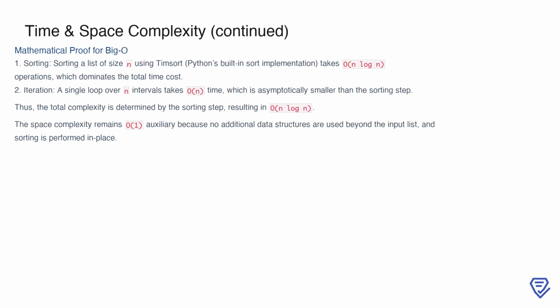Finally, let's clarify why the time complexity of this algorithm is O(n log n). The sorting step is the most computationally expensive part, as sorting a list of size n using Python's timsort requires O(n log n) operations. After sorting, the iteration step only takes O(n) time, which is asymptotically smaller and does not affect the overall complexity. Therefore, the sorting step dominates, and the final time complexity is O(n log n). As for space, because sorting is performed in place and no additional data structures are used, the auxiliary space complexity remains O(1), making this both a time and space-efficient solution.